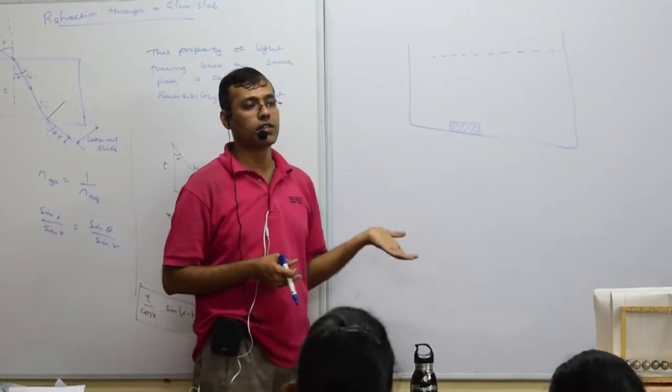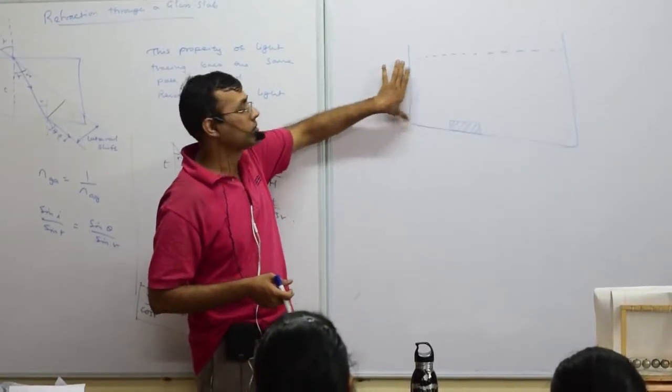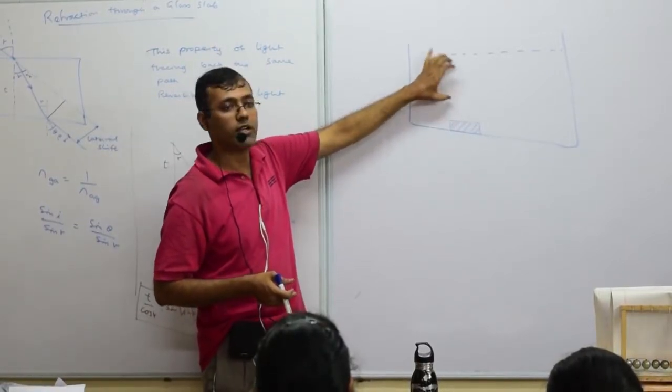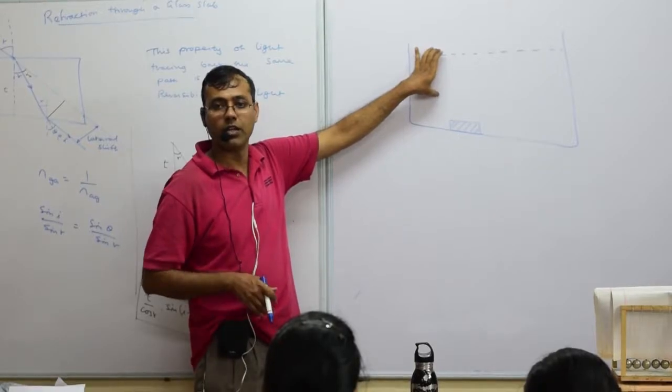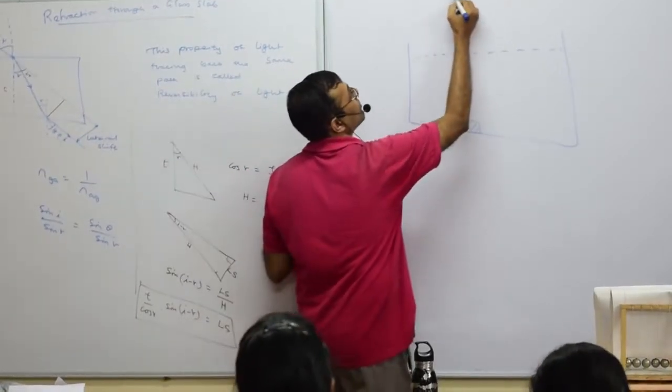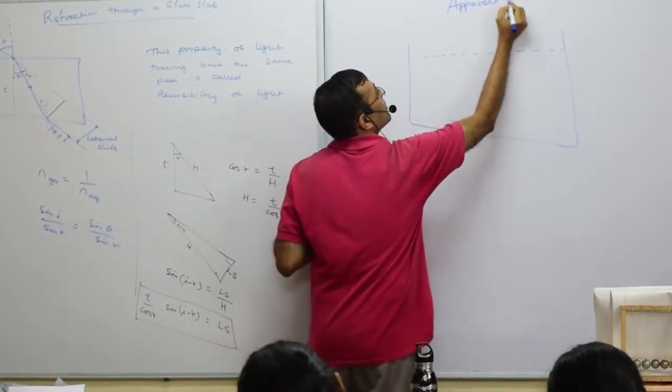That is what we call apparent depth. This is the real depth. But if the coin looks as though it is here, then we call that apparent depth. Apparent is not the real one, right?